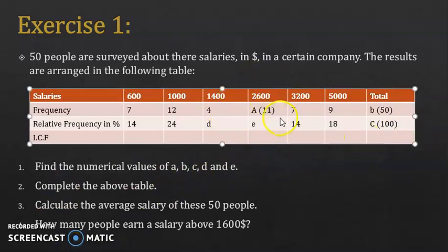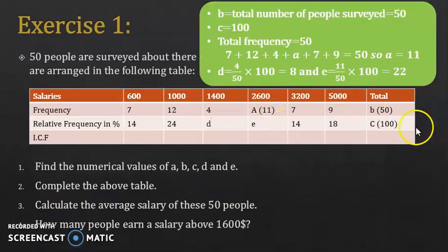Now, what about D and E? Recall the definition of the relative frequency in percentage, or the rule. It's the frequency over the total frequency times 100. So for D, it's 4 over 50 times 100, so you get D. And same for E, because now you have A, so it's 11 over 50 times 100. So these are the answers if you want to copy them.